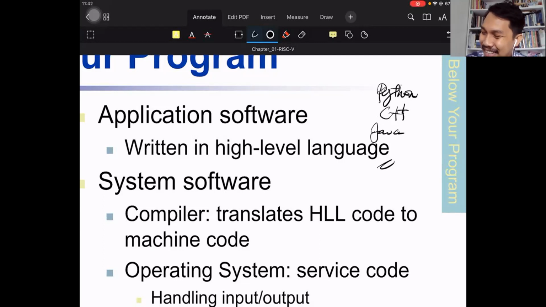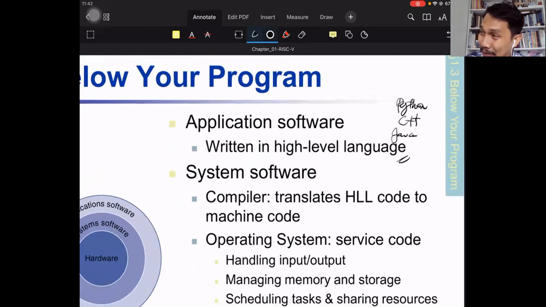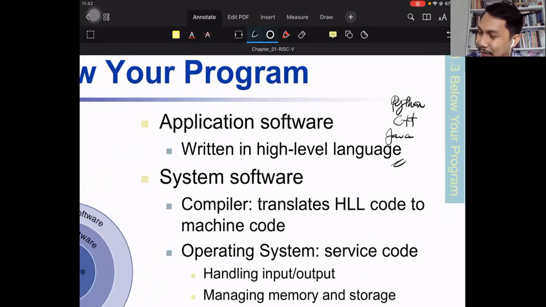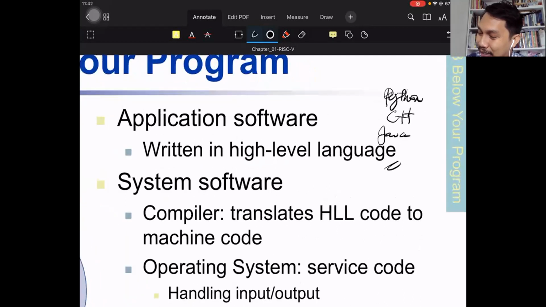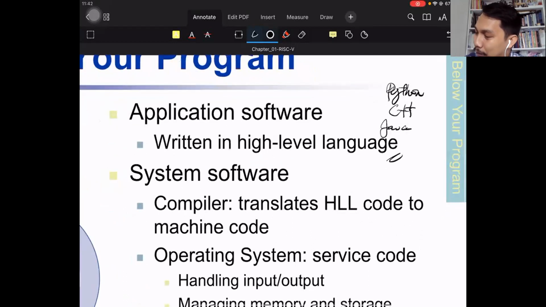MATLAB is no longer just an application software. MATLAB as a language, maybe not. But it's useful, no? To learn computation using MATLAB.